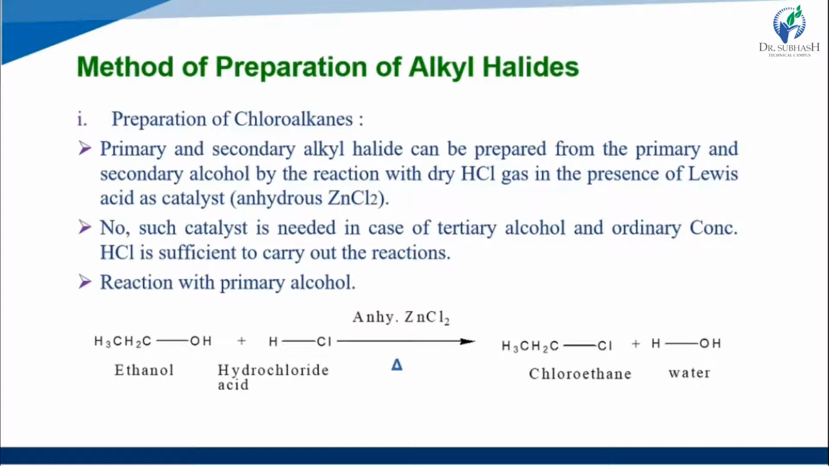Here, for example, we take 1 mole of ethanol plus hydrochloric acid under anhydrous ZnCl2 conditions and maintain a higher temperature, that is delta temperature. No specific temperature is mentioned here, so delta temperature. After the reaction, Cl is exchanged with OH, so chloroethane is generated and one water molecule is removed.